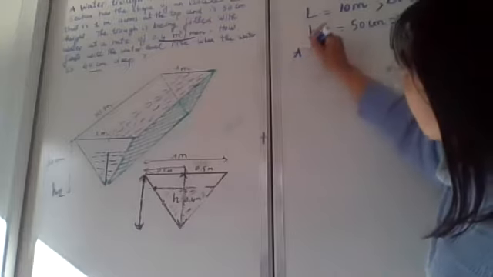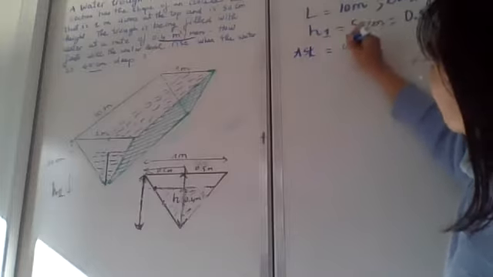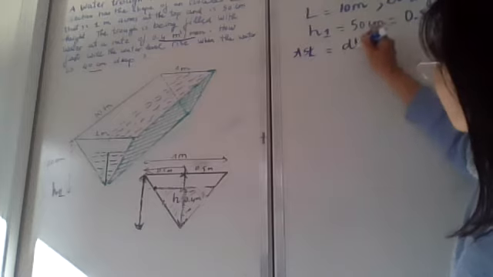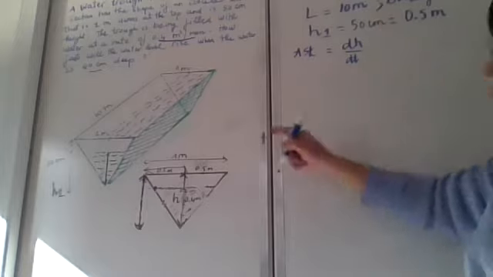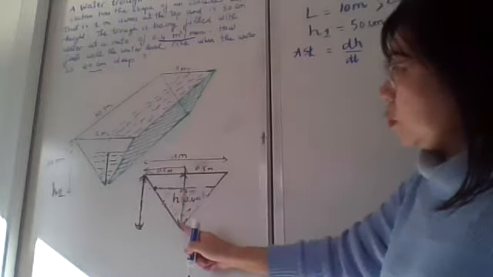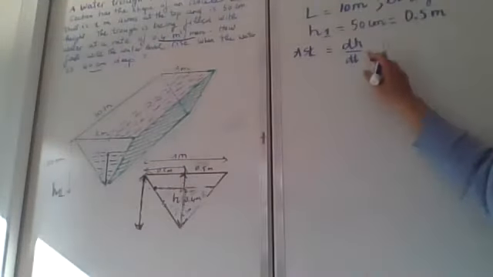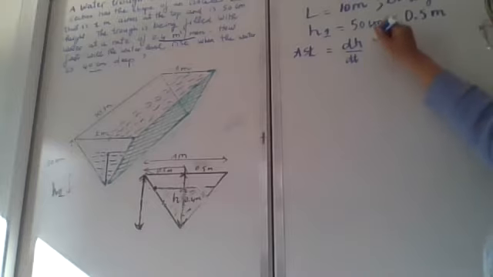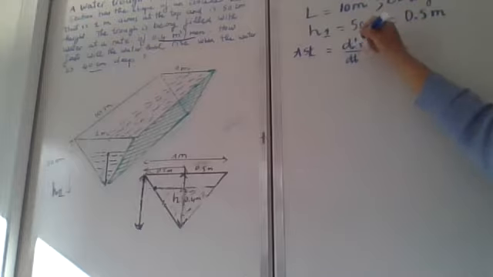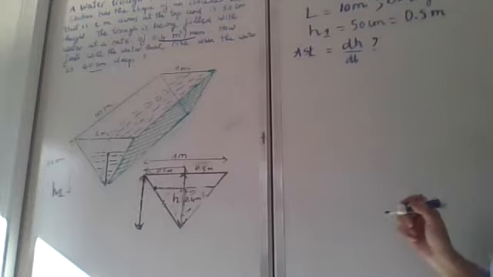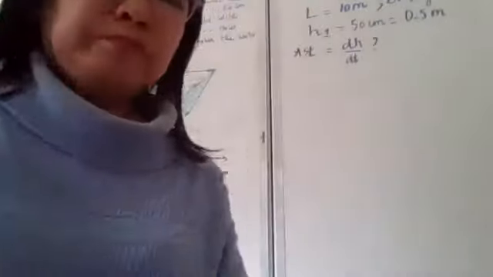So now what do they ask for? They ask to find dH over dt, which is how fast the water level rises. And we're talking about this H, the H of the water, not this H. This H is fixed, right? This H is a variable changing. And the question asks for that. So now we know all the information and what this question asks for. We're going to solve this problem. And how do we solve this problem?